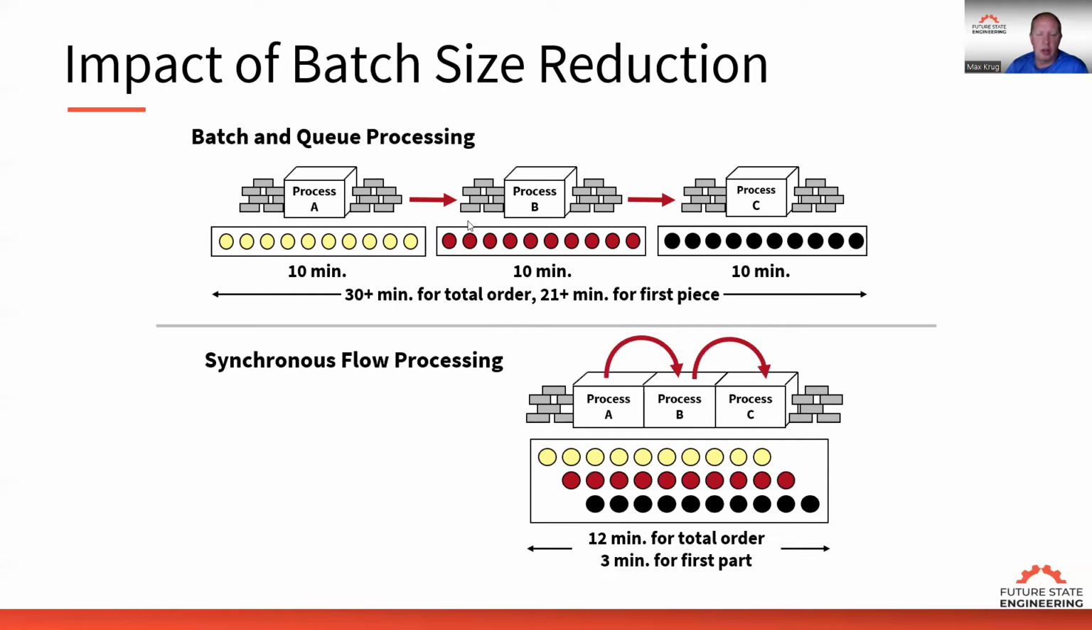Now, if we move to a synchronous flow concept where we reduce the batch size, I don't care if you're reducing the process batch or the transfer batch, it has the same effect. What happens is we produce the first item on process A, we move it to process B, then process C, and our first good piece comes out after 3 minutes, and the total time to complete the order goes to 12 minutes. So when we reduce the batch size, we have significant impact on flow. So our goal is to improve flow, not reduce cost.